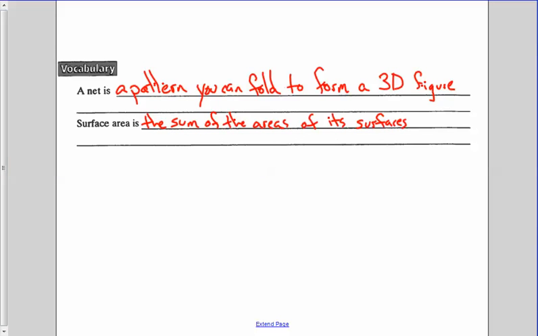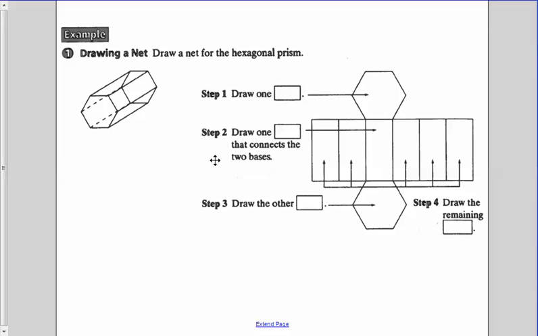So first, let's figure out how we draw a net. We're drawing a hexagonal prism. It's called a hexagonal prism because the base of it is a hexagon. We've got 1, 2, 3, 4, 5, and 6 sides.